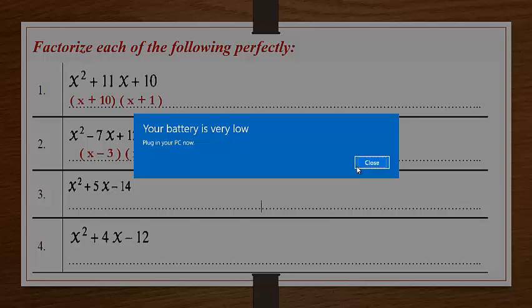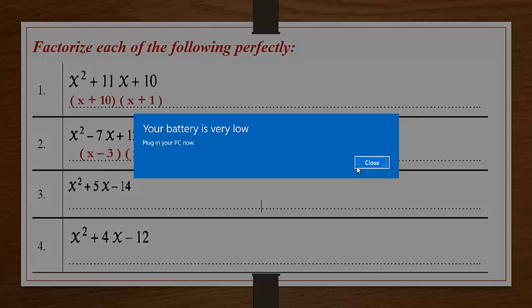Question number 3, x power 2 plus 5x minus 14: open two brackets with x and x, factorize 14 to 7 times 2. The greatest number will get the sign of 5, positive, and the other bracket will have negative. X power 2 plus 4x minus 12: open two brackets, and we write x and x, factorize 12 to 2 times 6, because the difference between 6 and 2 equals 4. The greatest number will have the sign of the middle term, and the other bracket has the other sign.